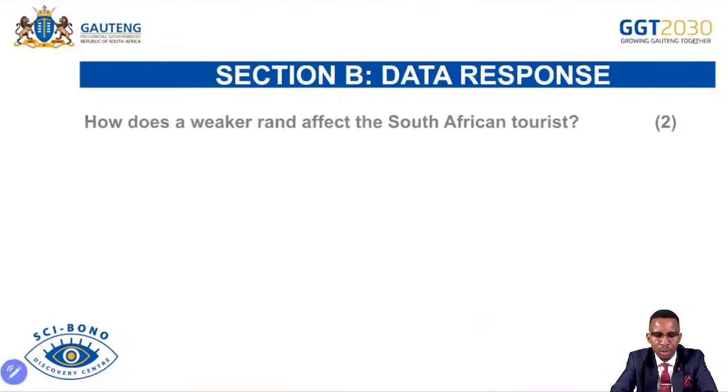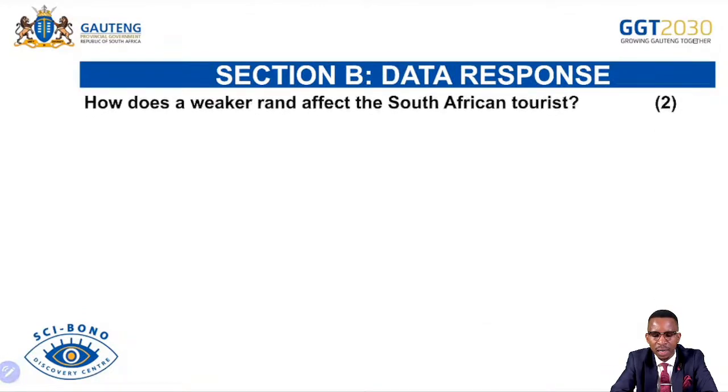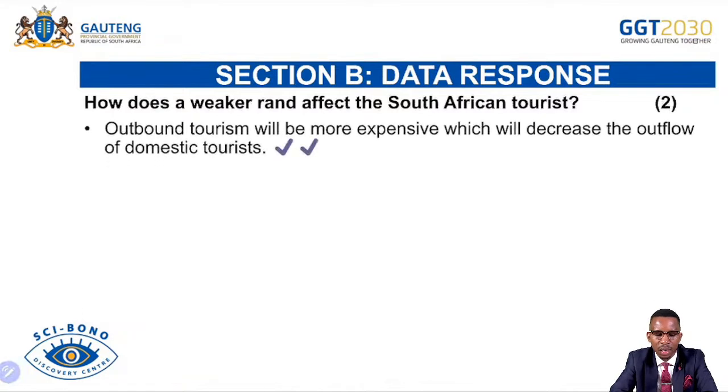And then we continue with the data response. How does the weaker rand affect the South African tourists? If our rand is weak, how does it affect our South African people? Outbound tourism will be more expensive, which will decrease the outflow of domestic tourists. So like I've mentioned before, as our currency is weak, this will always lead to our South African tourists being challenged from touring foreign countries because our currency will be affording less of the foreign currency.